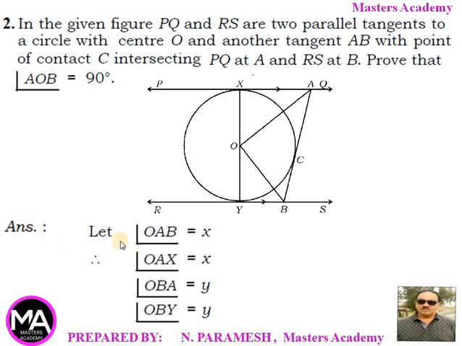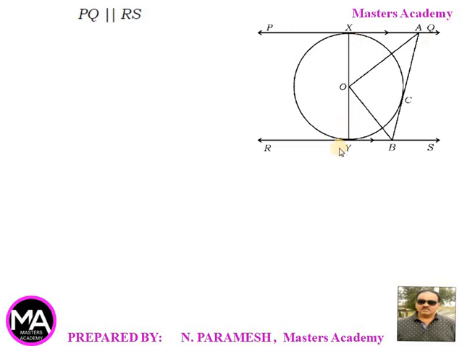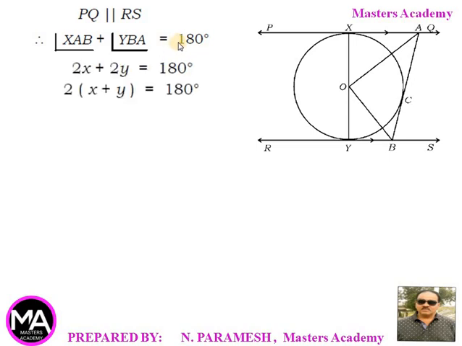Answer, let angle OAB is equal to X, angle OAX is equal to X, angle OBA is equal to Y, angle OBY is equal to Y. PQ is parallel to RS. Therefore, angle XAB plus angle YBA is equal to 180 degree.